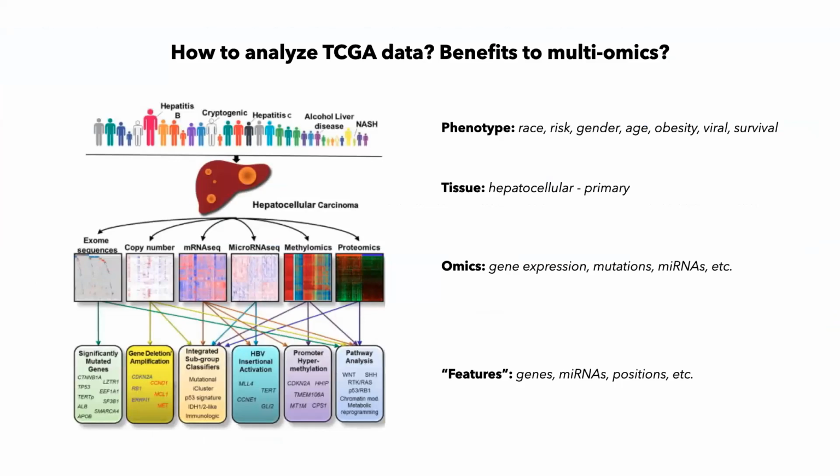TCGA. So how to analyze TCGA data and what are some of the benefits to multi-omics? So the Cancer Genome Atlas contains a lot of very interesting data sets. These data sets are organized by different types of cancers. For example, here you can see the liver cancer, hepatocellular carcinoma. And for that specific condition, you have a lot of different patients with different risk conditions, with different phenotypes like age, stage of disease progression, etc.